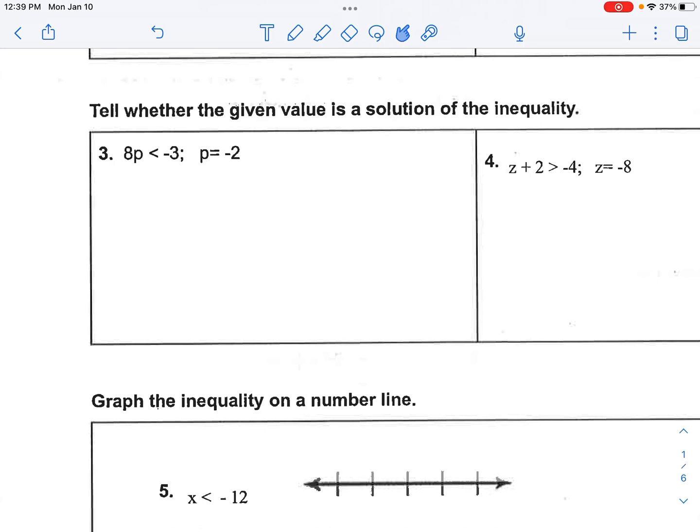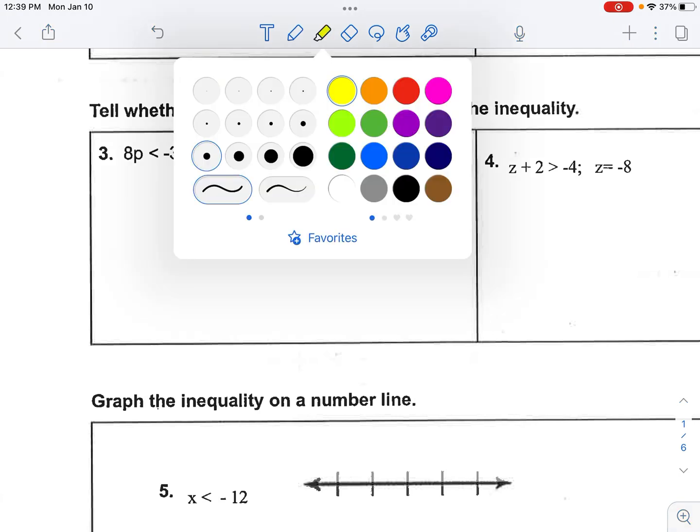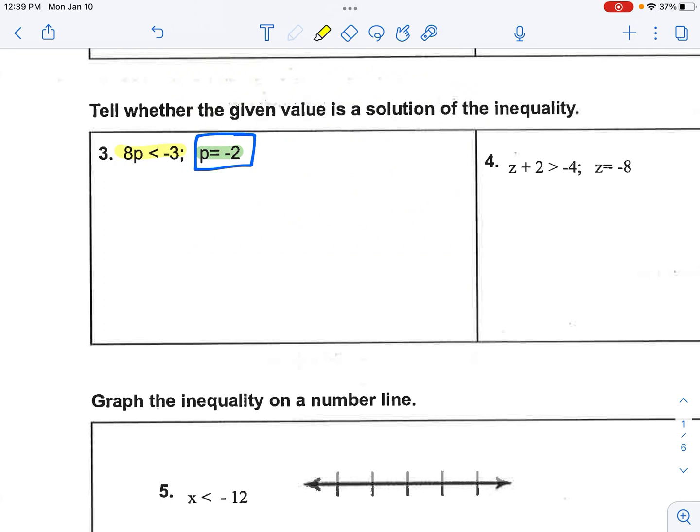Tell whether the given value is a solution of the inequality. So when I was teaching this to you in class, I suggested either highlighting or putting a box around the given value for the variable because that all kind of tends to run together in my head. So now I can see what I'm really trying to solve is this right here. So we're going to substitute negative 2 for p.